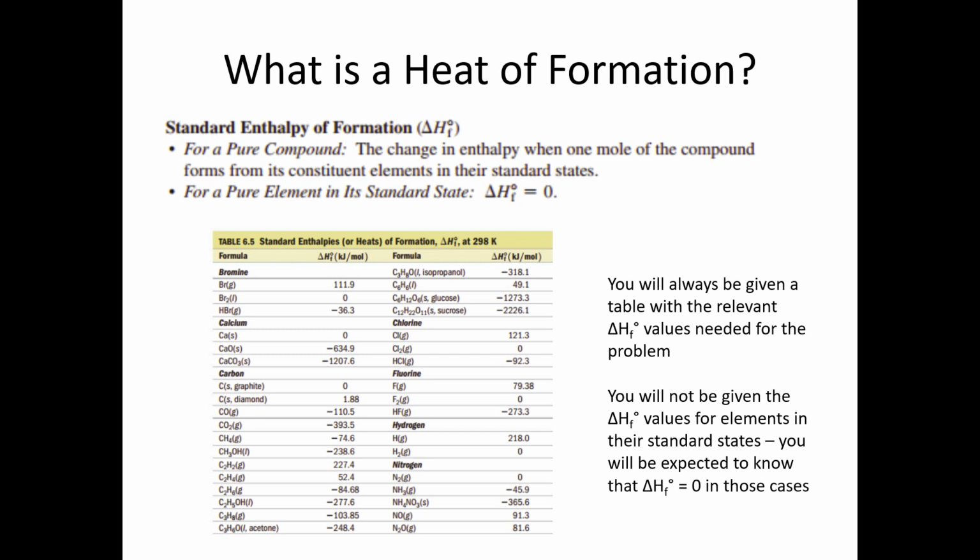Something else you will notice is you will probably not be given the delta H values for elements in their standard states, because you're expected to know that the delta H for those is 0. Because if you think of the definition, let's look at an example right here, chlorine gas. The delta H sub F, so the heat of formation for chlorine gas, is the energy required to make 1 mole of chlorine gas from its element in its standard state. So what's chlorine made of? It's made of chlorine, and chlorine in its standard state is Cl2 gas. So what's the delta H for this reaction? It's 0, because it doesn't take any energy to turn chlorine gas into chlorine gas. It's already chlorine gas. So you will be expected to know that.